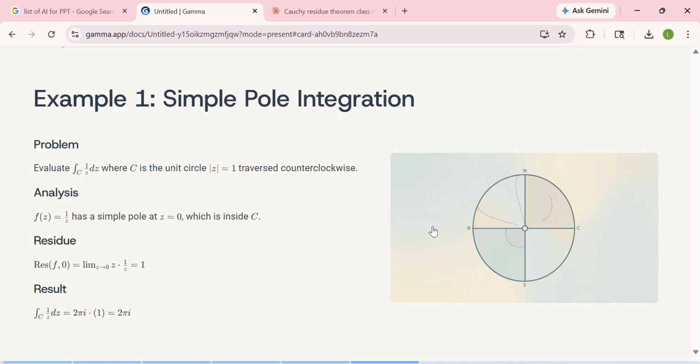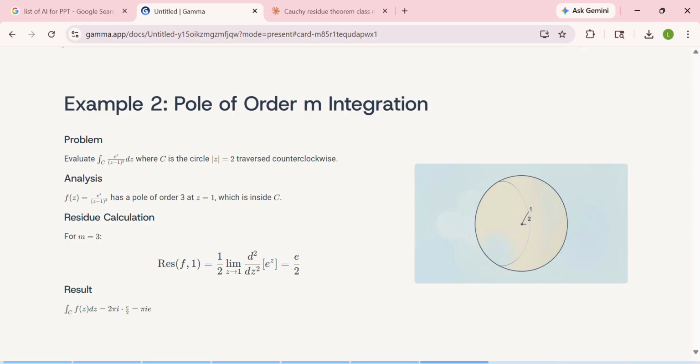So we need to find the residue for this. The formula for residue is limit z tends to 0, z into f of z. F of z is 1 by z. So altogether the residue is 1. So substitute this residue in the Cauchy residue theorem formula. So integration over C of 1 by z dz equals 2 pi i into the sum of residues. Here the residue is 1, so altogether the solution is 2 pi i.